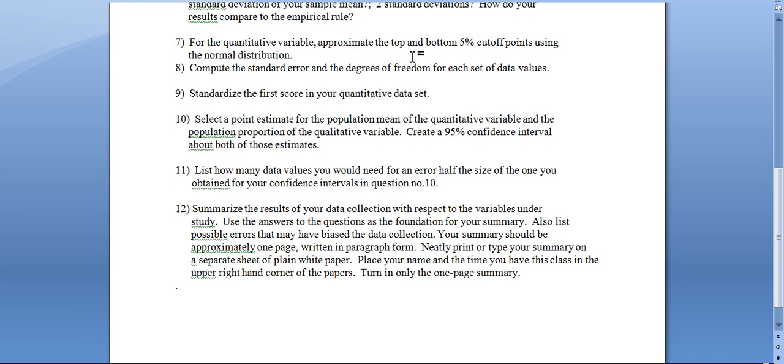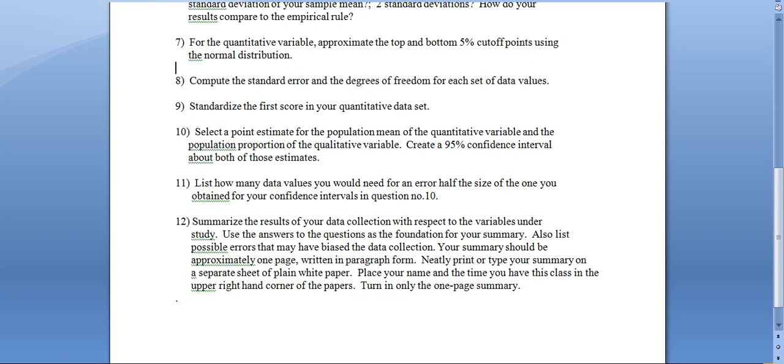For number 8, the standard error is your standard deviation divided by the square root of n. Degrees of freedom are simply n minus 1. Standardize your first score; that's x minus the mean, over the standard deviation. And then for number 10, when it says select a point estimate, that's your sample value. So you're going to take your sample mean as your point estimate here, and your sample population proportion as your estimate there. For half the sample size, that formula is in your text.